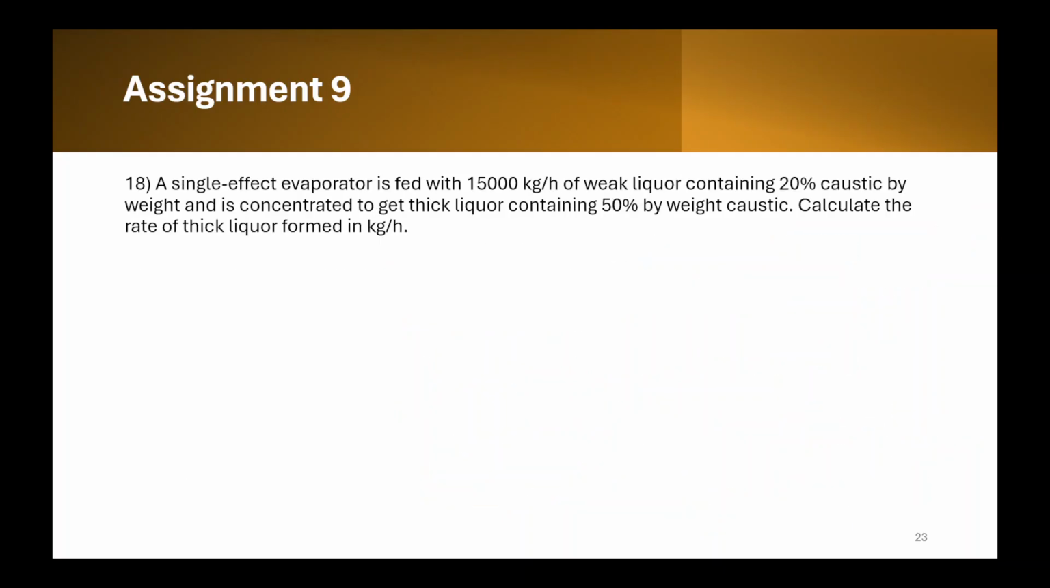A single effect evaporator is fed with 15,000 kilogram per hour of weak liquor containing 20% caustic by weight and is concentrated to get thick liquor containing 50% by weight caustic. Calculate the rate of thick liquor formed. So we draw the schematic here for this system. This is suppose the feed. There is some thick liquor coming out, and there will be another stream here, which will be vapor.